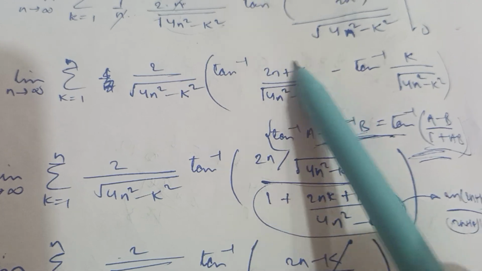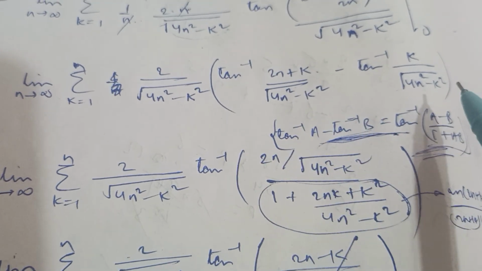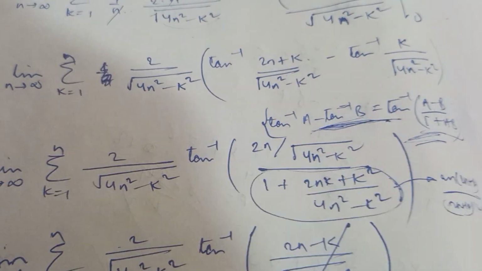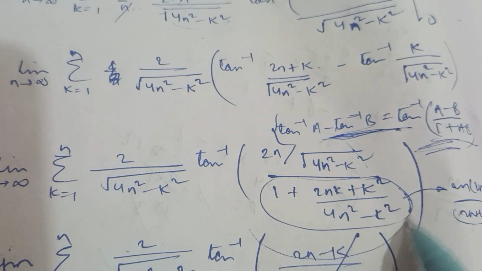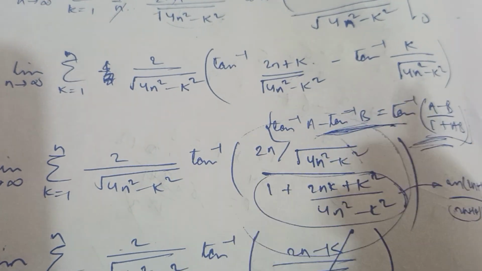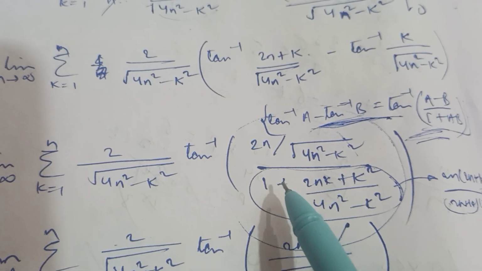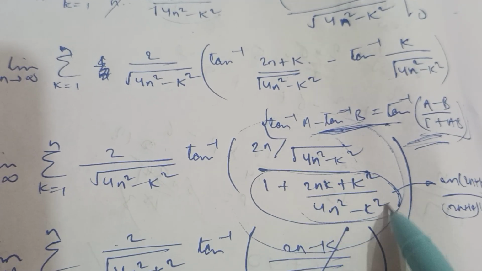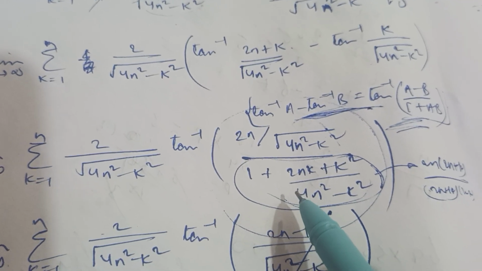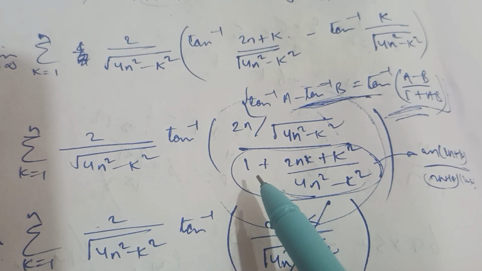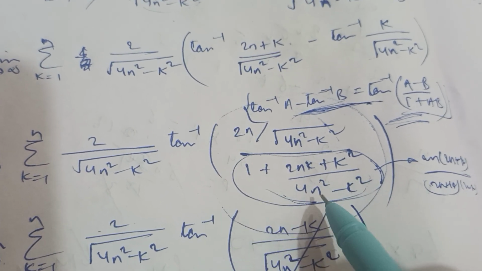So just take this as A, take this as B, and apply the identity, then use the simplification A minus B upon 1 plus AB. This simple algebraic simplification is there. You will get to here after applying the LCM and using this identity. Now in the denominator, just take the LCM and do the summation. You will simplify it and this will reduce to this. You can see that k square will cancel out, because we have minus k square.